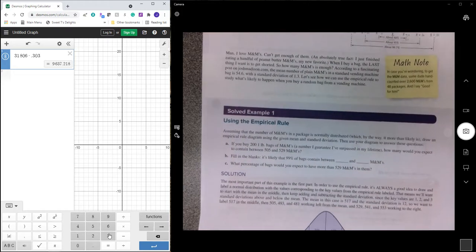Now, it says here, with the solved example 1, using the empirical rule, assuming that the number of M&Ms in a package is normally distributed, which by the way is more than likely, draw an empirical rule diagram using the given mean and standard deviation. Then use your diagram to answer these questions.